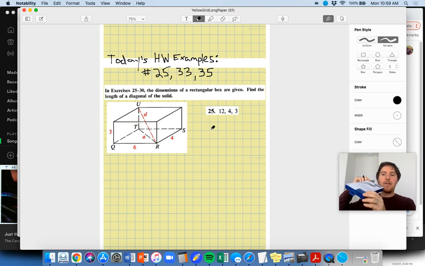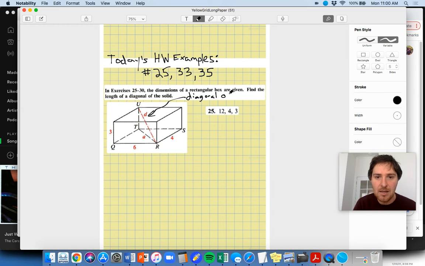Anyways, dimensions of a rectangular box. So the big thing is the letter D. The letter D here is something called the diagonal of a prism, and prisms will be defined for you in chapter 10. That's why they're just calling it a rectangular box. This is called the diagonal, and we'll just call it the diagonal of the box right now.